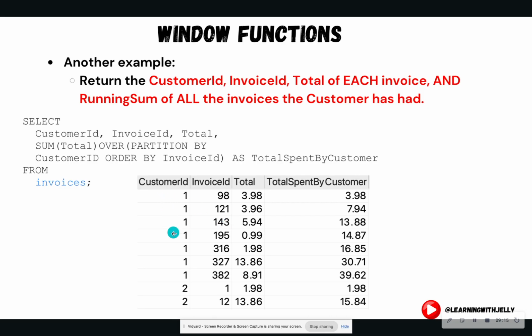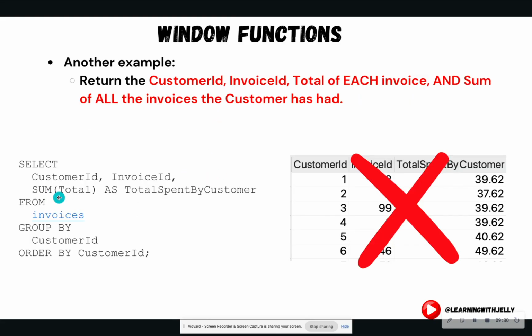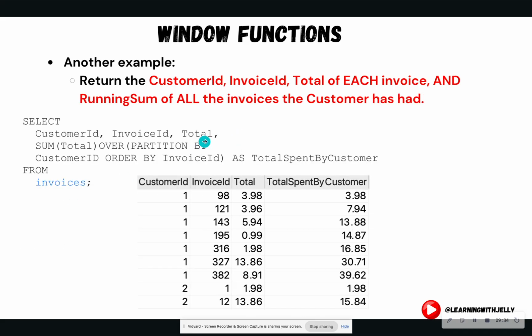So this gives us the row level detail that we need. So select customer ID, invoice ID. I can also return total. In my group by, I can't return total and then sum of total because it's going to throw an error. But I can return total and then sum of total if I attach it to a window function.